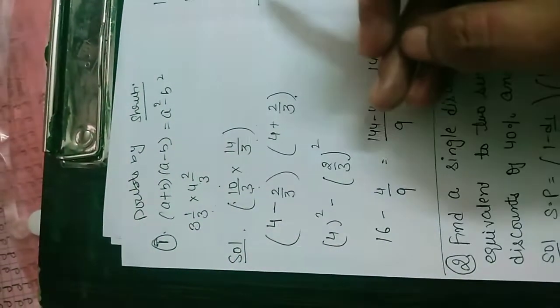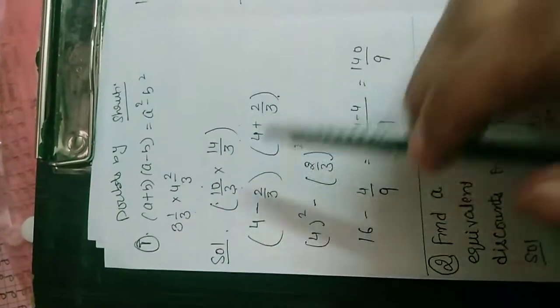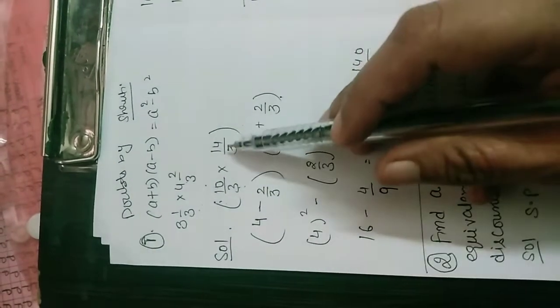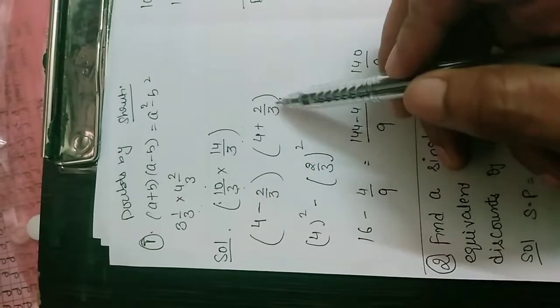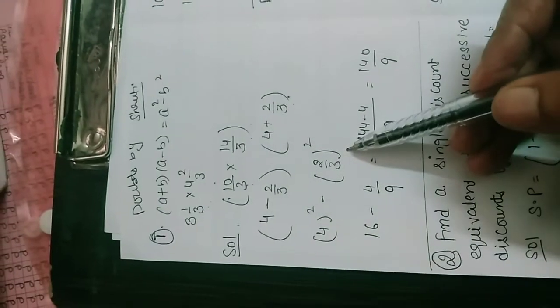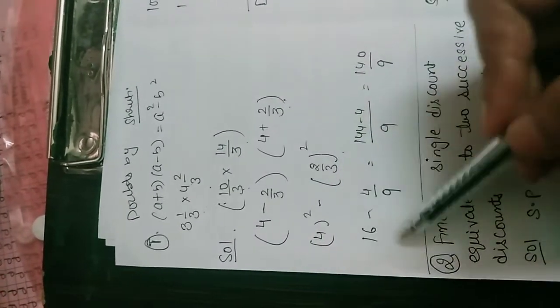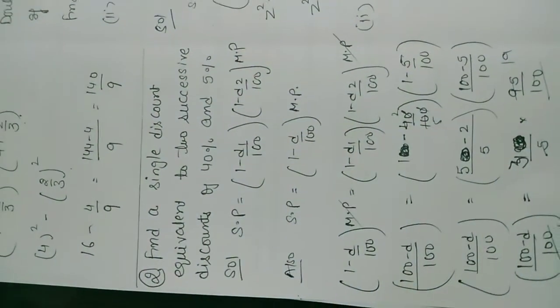You have to just try to get it. So that's why I changed it like this, 4 minus 2 by 3 and 4 plus 2 by 3. So this is (a minus b)(a plus b), which is a square minus b square. A is 4, b is 2 by 3. Open it and take the LCM.